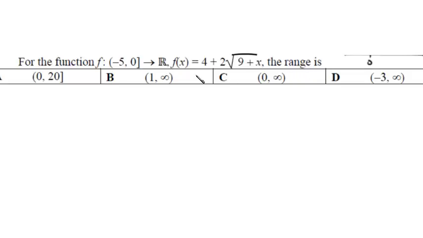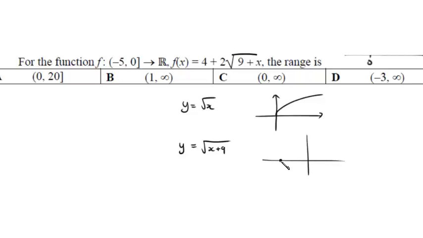Okay. First of all, we'll try to plot this one first. Okay, so let's plot y equals root of x. So that one is like this. And if you watched my previous lectures, you will know how to draw y equals root of x plus 9. So x has now been replaced by x plus 9. That means it's moving to the left by 9. So it'll arrive there. So this is negative 9.